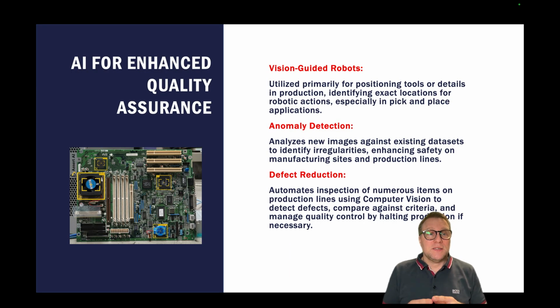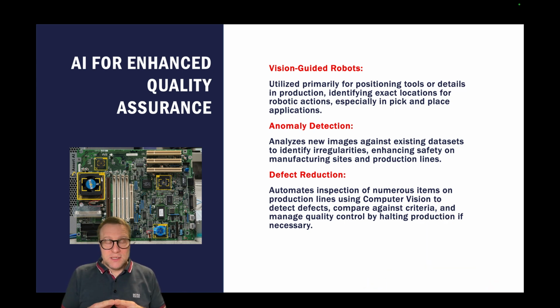So let's start with the classical vision-guided robotics. Every kind of robotic system has a vision system in place. Think about robot arms, pick and place. So you need the vision systems here. In images, you can detect anomalies and irregularities during the assembly process. So you can do defect reduction, of course, by autonomous inspection of many items.